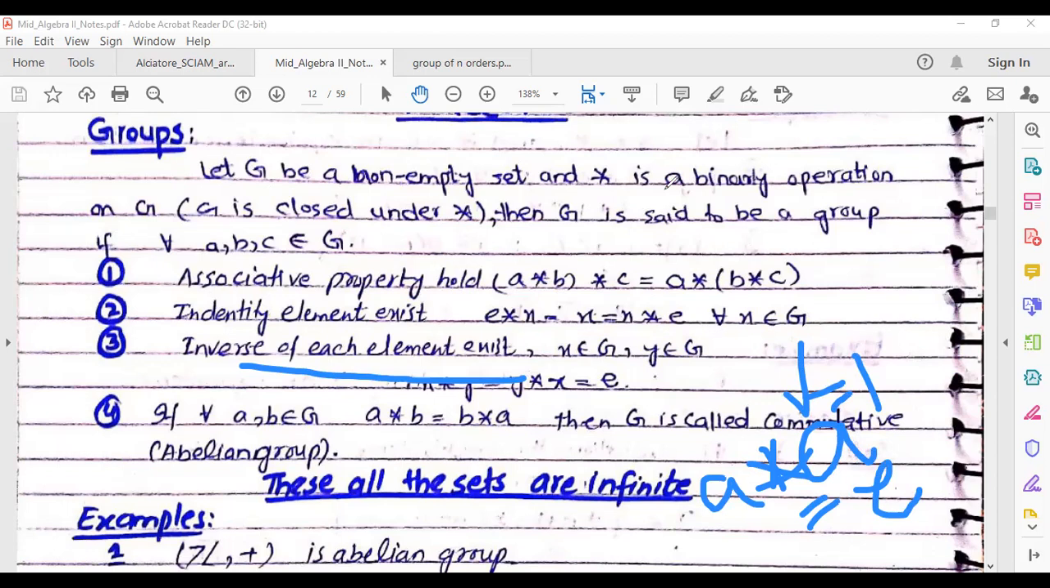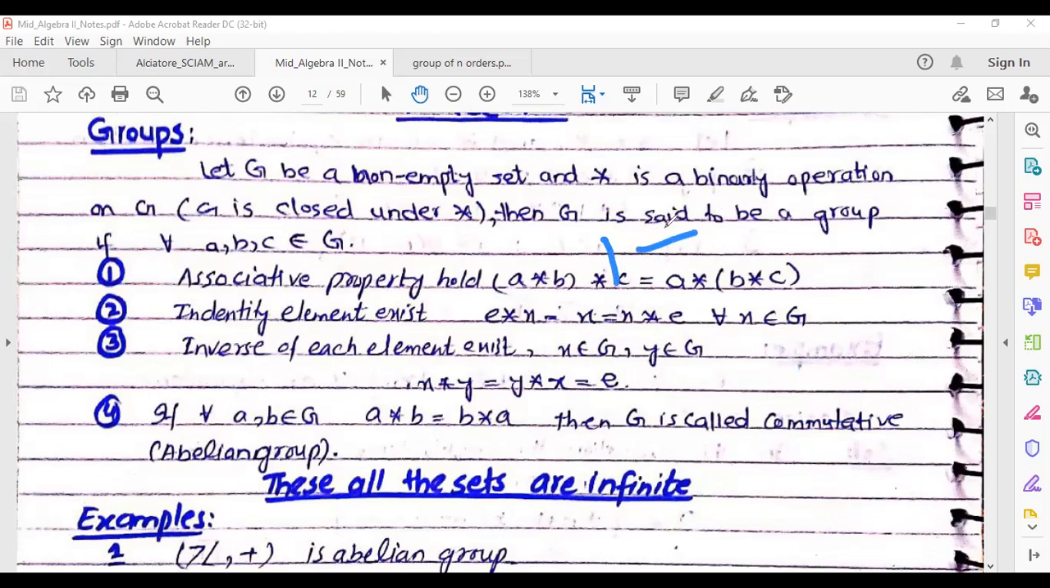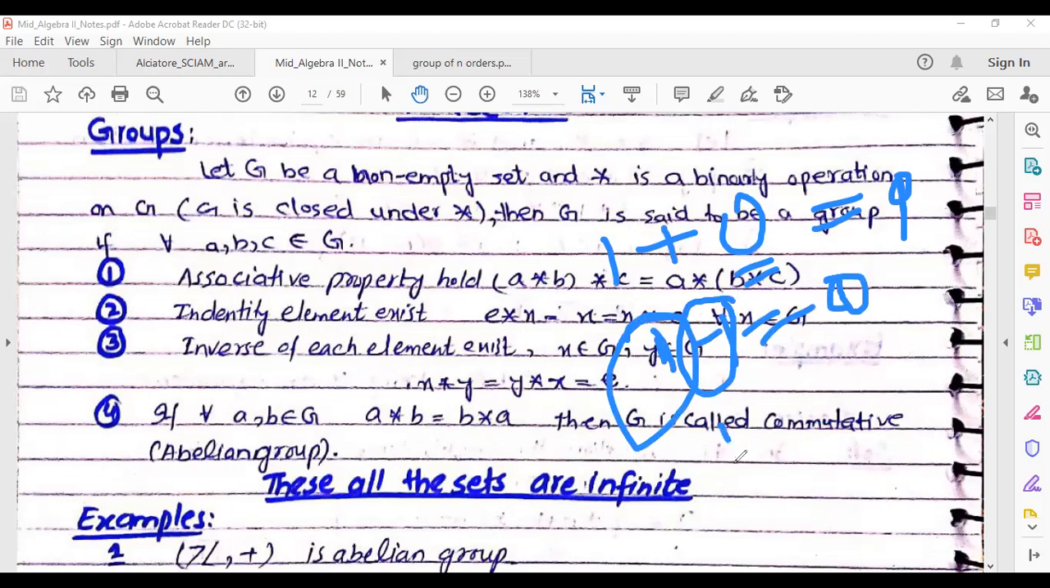Okay, now for example, you add 1 plus 0, and it is equal to 1. Here you see 0 is our identity element. So now if you want to attain the identity, you have to add minus 1. Here minus 1 is the inverse of 1, because we can write 1 plus minus 1 is equal to 0. So here 1 is the inverse of minus 1 and minus 1 is the inverse of 1.